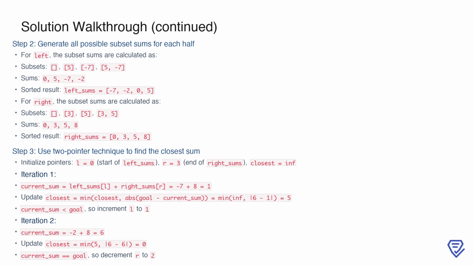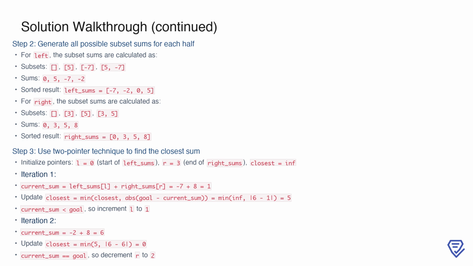For the left half, we calculate the sums of all subsets. The empty subset gives 0, the subset 5 gives 5, -7 gives -7, and 5, -7 gives -2. Sorting these results, we get left_sums as -7, -2, 0, 5. Similarly, for the right half, the subsets are empty, with a sum of 0, 3, with a sum of 3, 5, with a sum of 5, and 3, 5, with a sum of 8. Sorting these, we get right_sums as 0, 3, 5, 8.